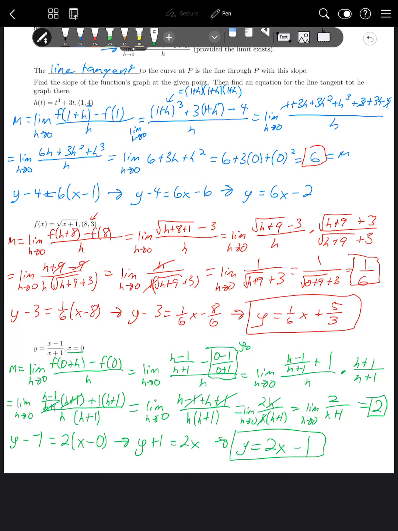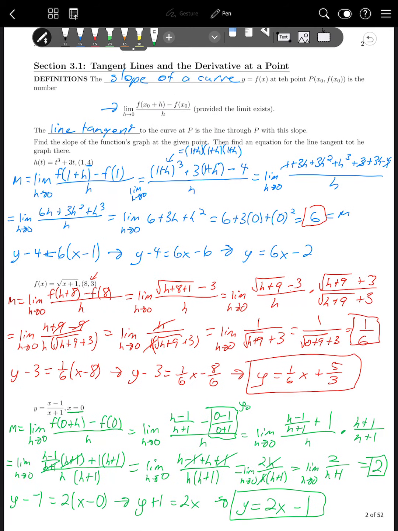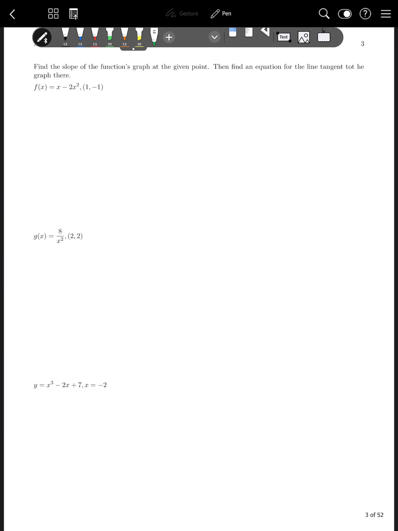Okay, so there's the idea. Those are the three most common types of functions we're going to deal with, at least to start with here. And that's how you would find the slope of the tangent line for each one. So what I'd like you to do is go ahead and flip to the next page, pause the video for a moment, and try doing these three. Okay, so take some time and try doing these three.